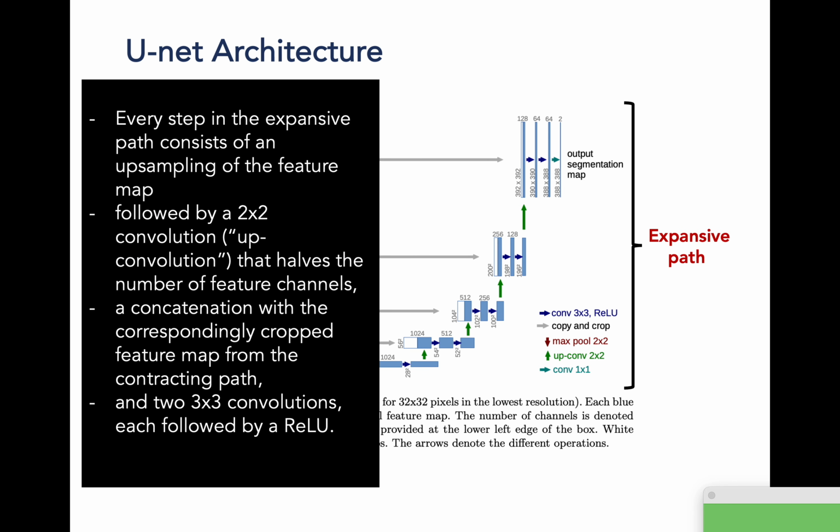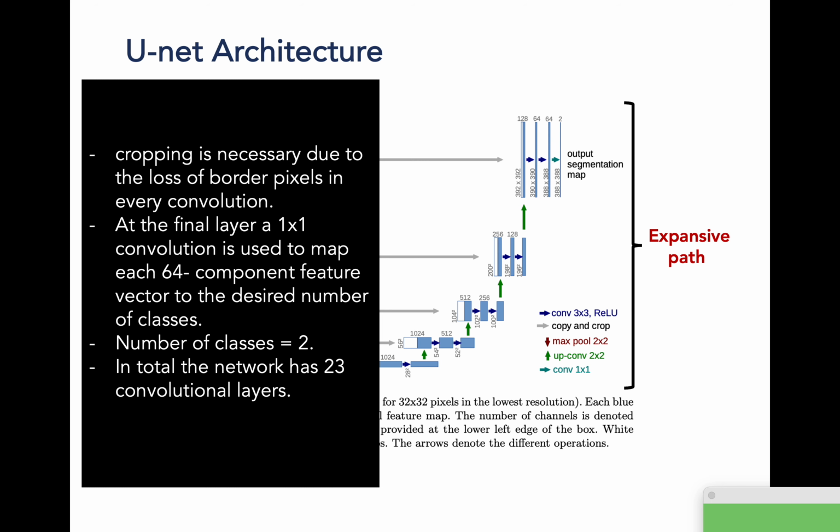The reason for that is that when the upsampling takes place, there's a loss of border pixels in the convolution, and the cropping is necessary due to that loss and to give more context. Finally, you have a final layer, which is a 1x1 convolution that maps the 64-component feature vector to the desired number of classes. The number of classes is, I believe in their case, the background and the cells in the image. In total, a network of 23 convolution layers was used.